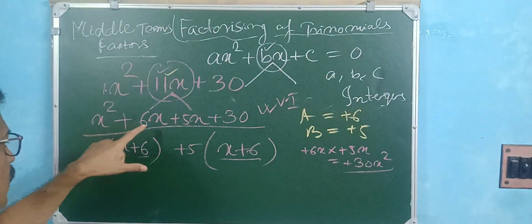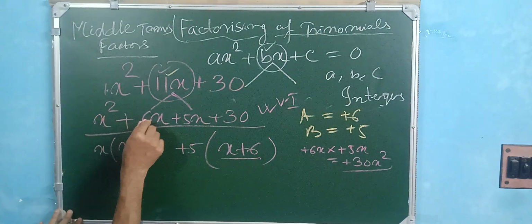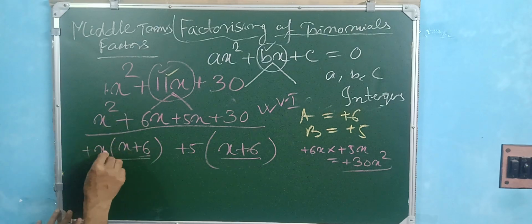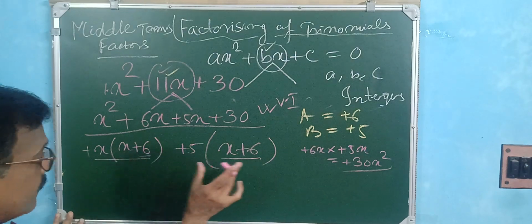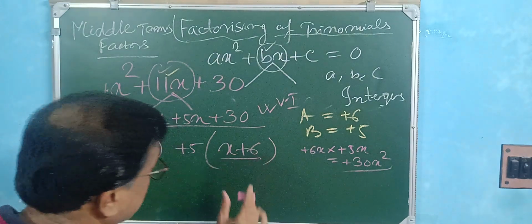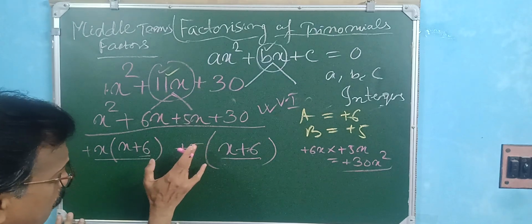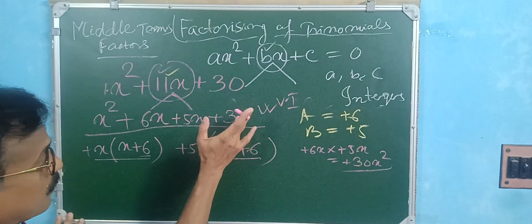First you take this term: x square and plus 6x. x is common, so x into x plus 6. Here also x plus 6 must come. In the other part, plus 5x, 5 is common. Then you multiply plus 5 into 6, which gives plus 30.